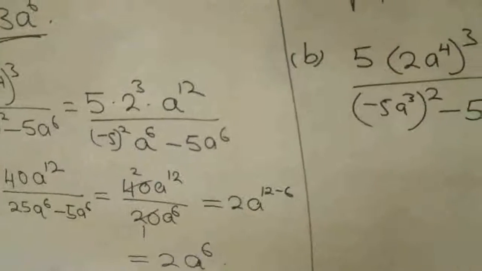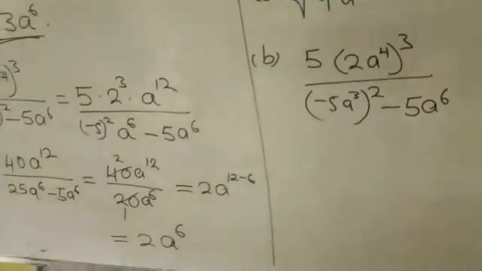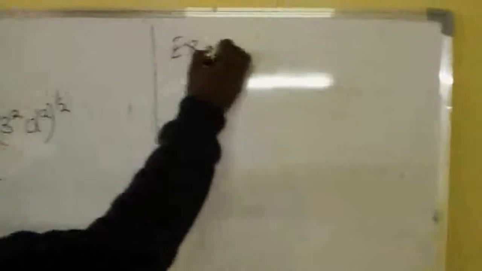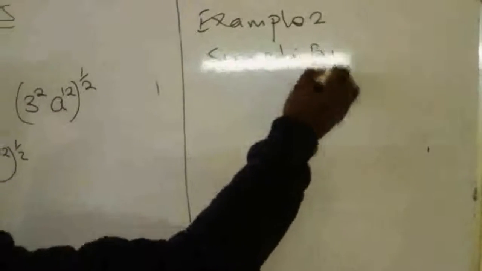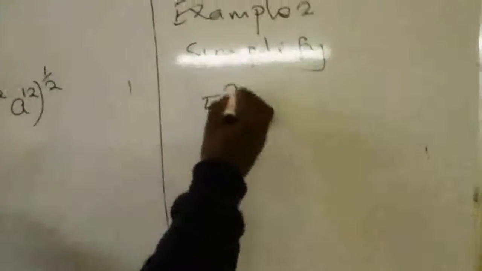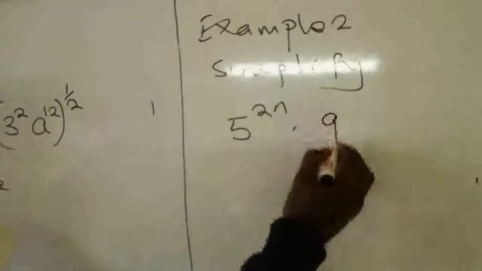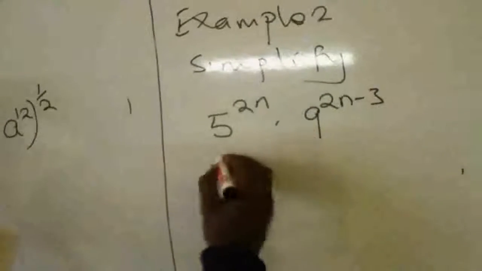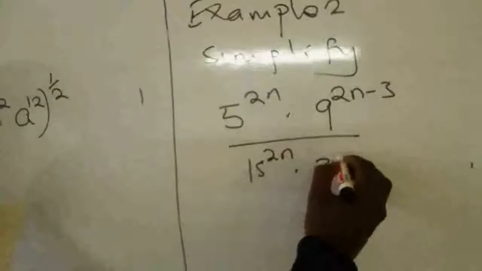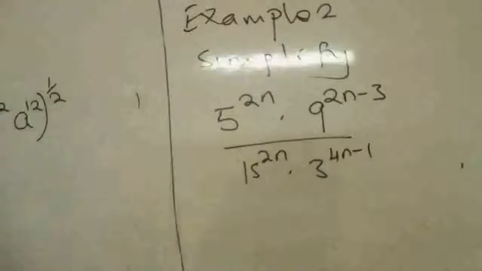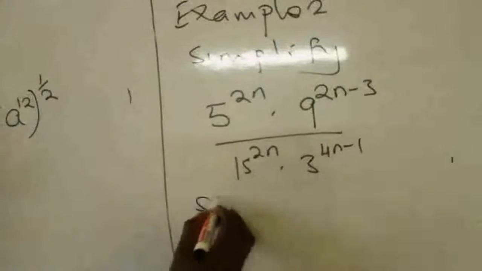The second example and the last one. Example 2 says, simplify 5 power 2n times 9 power 2n minus 3 divided by 15 power 2n times 3 power 4n minus 1. So now the solution for this.